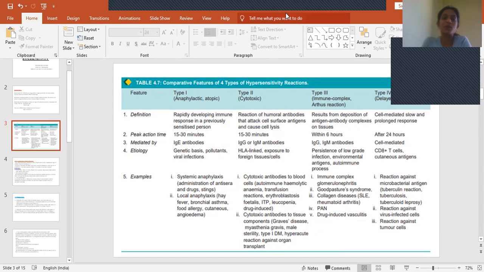So this is all about the different types of hypersensitivity reactions and their mechanisms, pathogenesis and examples. So if you have any other doubts, you can ask me.